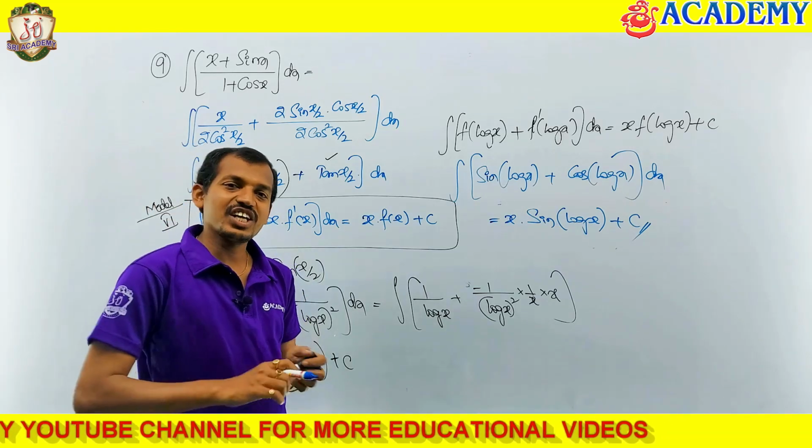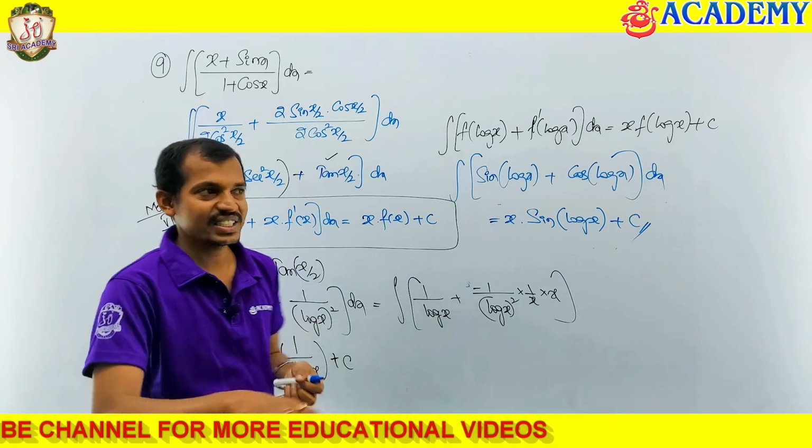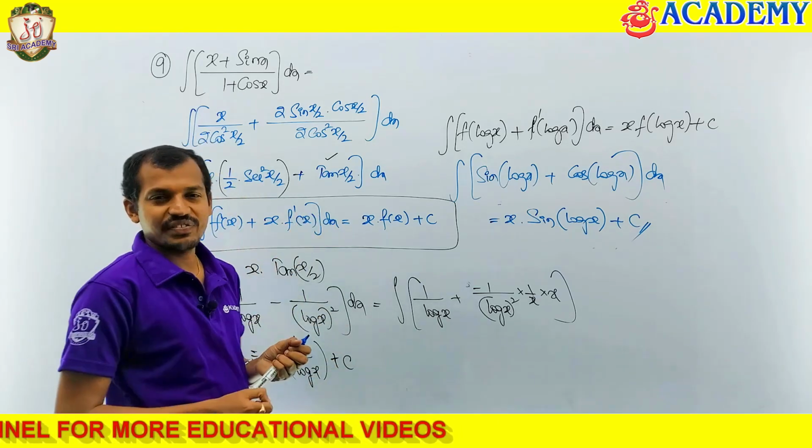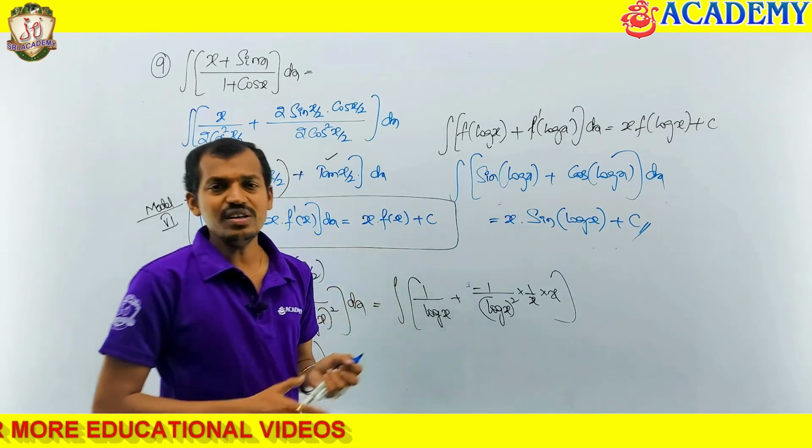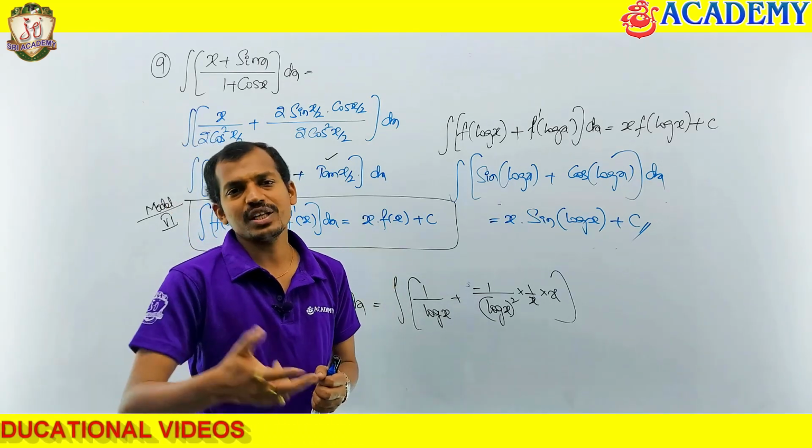Okay, that is x into f dash of x plus f of x. According to this, f of x plus x into f dash of x, the answer is going to be x into f of x. Let's move to another problem.